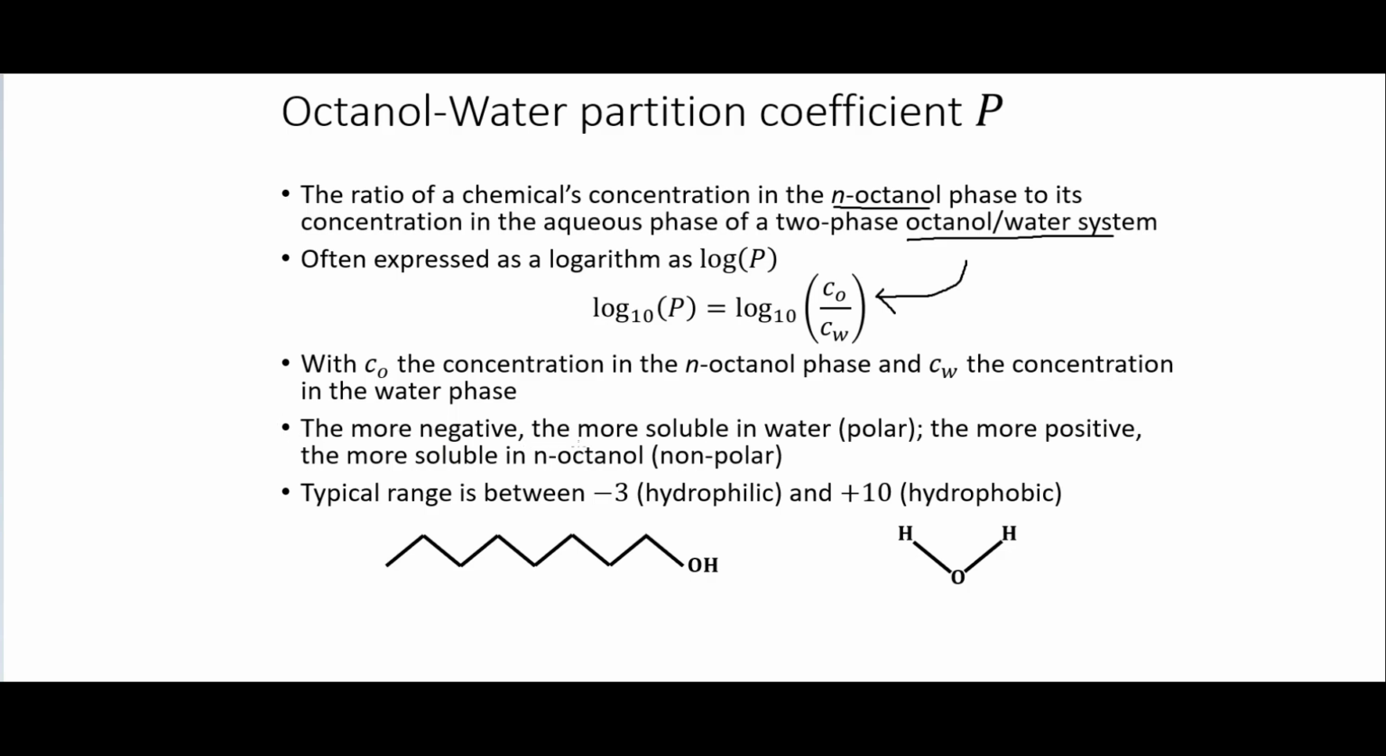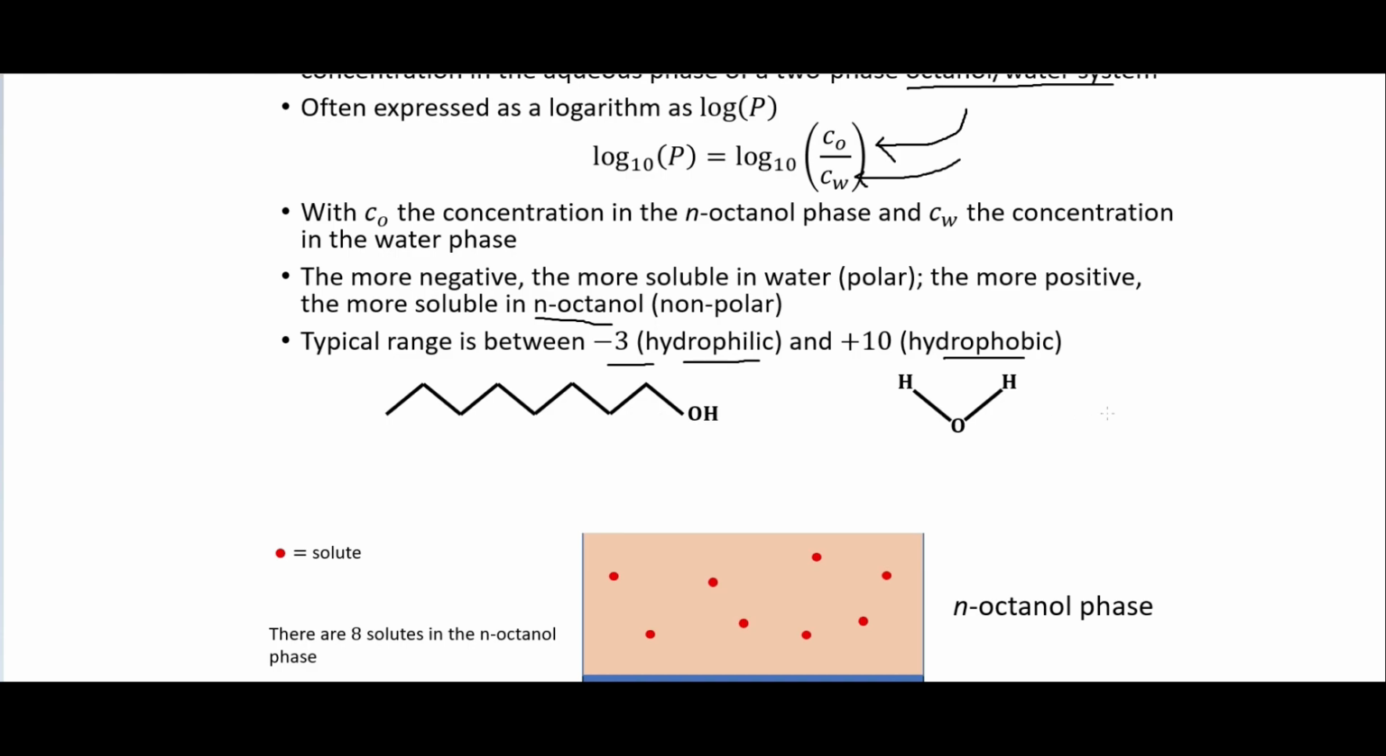So the more negative, the more soluble in water it is, because that's in the denominator here. If the denominator is larger than the numerator in a logarithm, it becomes negative. The more positive, the more soluble in n-octanol. The typical range is between -3 for something that's very hydrophilic and +10 for something that's very hydrophobic. And so these are just the molecules here.